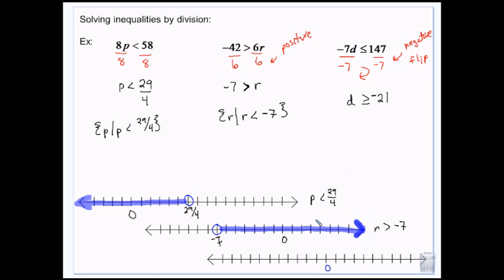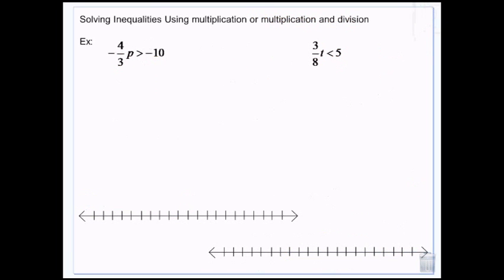So this is 0. This is negative 21. D is greater than or equal to it, so it's going to have a solid circle, and it's greater than. It's a matter of comfort. Which one do you think is more comfortable?